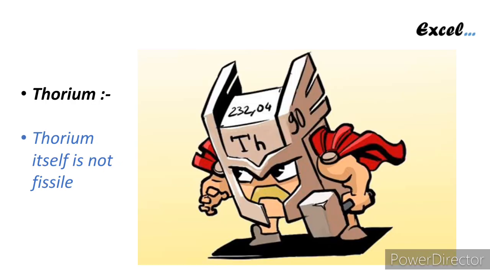Thorium. Thorium itself is not fissile. Fissile elements are those which can directly take part in nuclear energy production. Counter to this are fertile elements, which have to be first converted into fissile elements for electricity production.